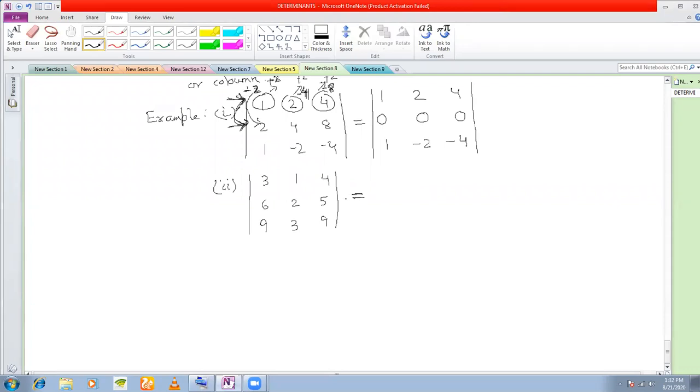Consider this determinant. In this determinant, if you see, you have 3, 6, and 9 in the first column, right? And in the second column, you have 1, 2, and 3 here, right? So what I can do here is that I can multiply all three elements of this column by minus 3.